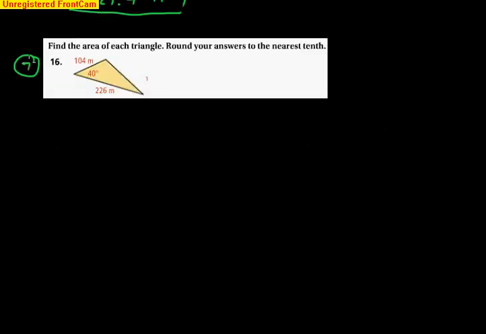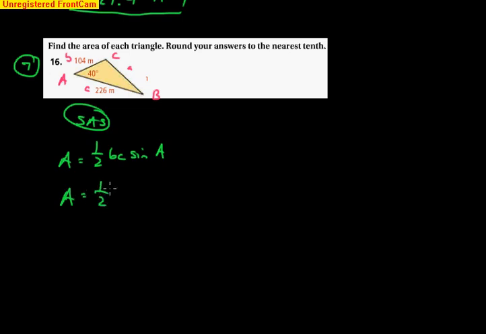Okay, last problem here says find the area of the triangle, round to the nearest tenth. And you notice this situation is side angle side. We have a formula for that. Before I do the formula, I'll label my picture A, B, C, lowercase a, lowercase b, lowercase c. The formula I know: area equals 1/2 the two sides, b c, sine of angle A, the angle in between. And I'll just fill it in. Area equals 1/2, b is 104, c is 226, sine of A is 40 degrees.